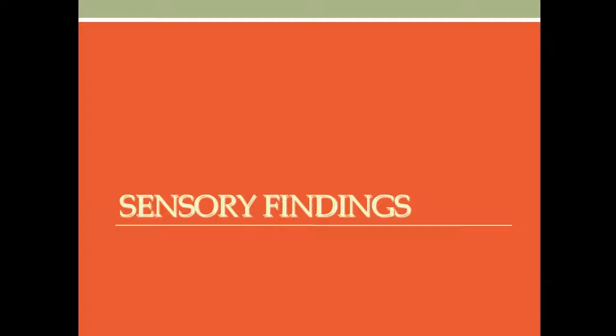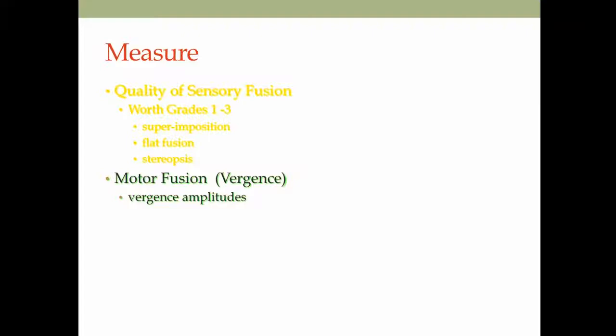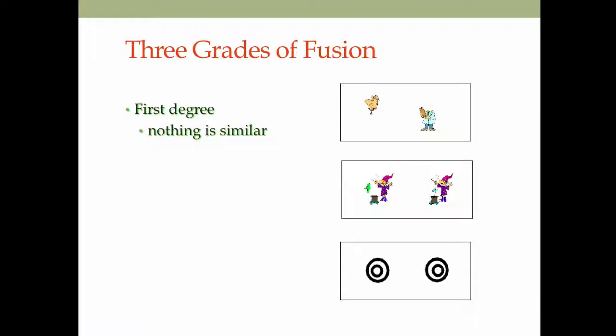Let's first start talking about the sensory findings. We tend to look at stimuli when we put it in front of the eyes as being one of three different types: superimposition, flat fusion, or stereopsis. These are also known as grades 1, 2, and 3 of Worth. We also measure fusional amplitudes, and we use targets that are either flat fusion or stereoscopic. We cannot use superimposition targets. Superimposition or first degree targets are used to measure the position of the eyes, fores, or the objective angle of strabismus. When we look at targets, the targets themselves define the type of fusion that they stimulate.